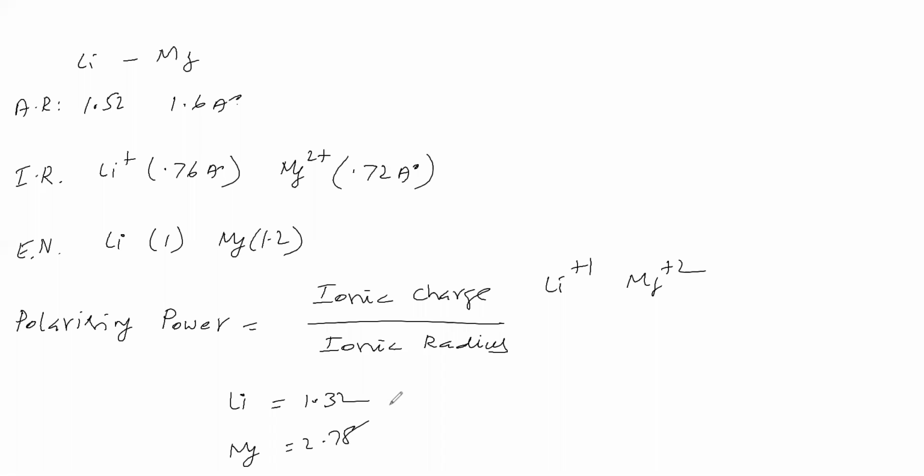So the difference is not much between lithium and magnesium regarding atomic radius, ionic radius, or electronegativity. Therefore, lithium shows similarities with magnesium. This pair we can call a diagonal pair.